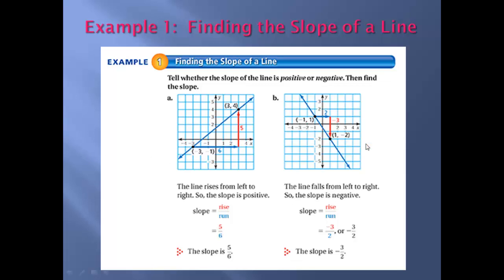For B, the line falls from left to right, so the slope is negative. Now we need to look at our rise over run. If we start with our first point, we're going to go over 1, 2, so that would be our run, and then we're going to go down 1, 2, 3. Since we went down, we can say this is -3. So our rise was -3 and our run was 2. So this would be -3/2.